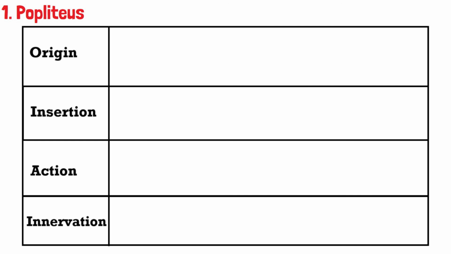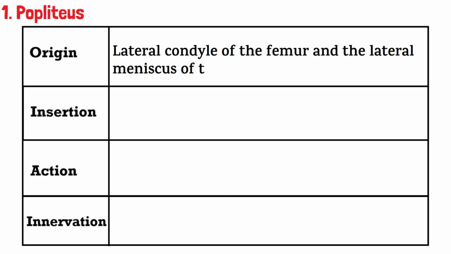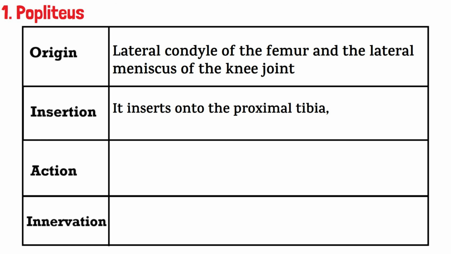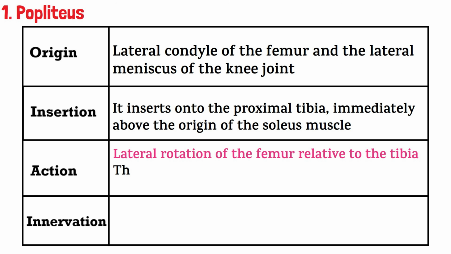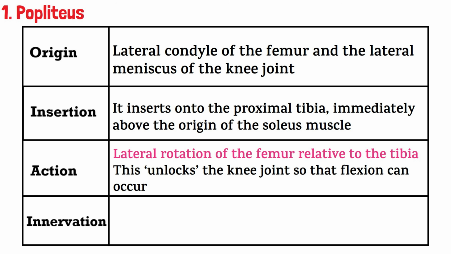First muscle is the popliteus. It originates from the lateral condyle of the femur and the lateral meniscus of the knee joint. And it inserts onto the proximal tibia, immediately above the origin of the soleus muscle. This muscle helps in lateral rotation of the femur relative to the tibia. This unlocks the knee joint so that flexion can occur.